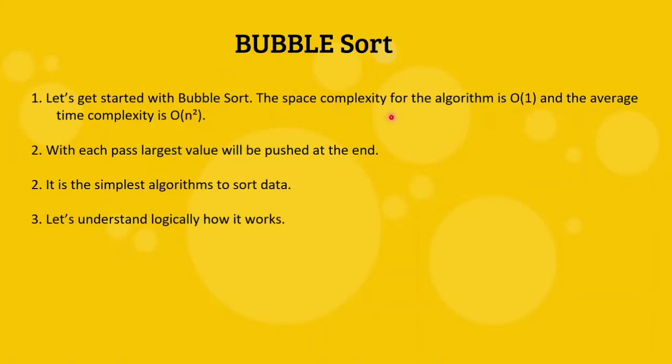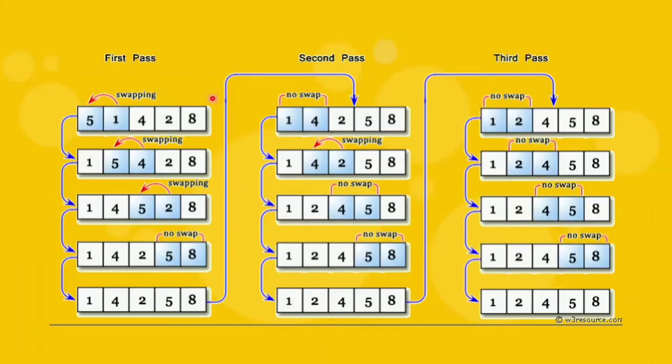The space complexity for the algorithm is O of 1 and the average time complexity is O of n square. And let's see how it actually works. Here, firstly, we have been given an array and we want to sort it.